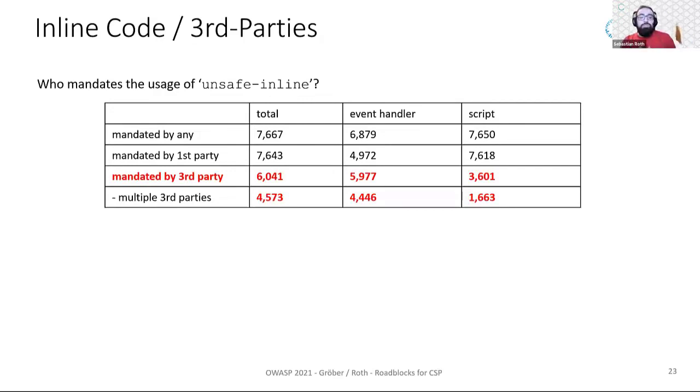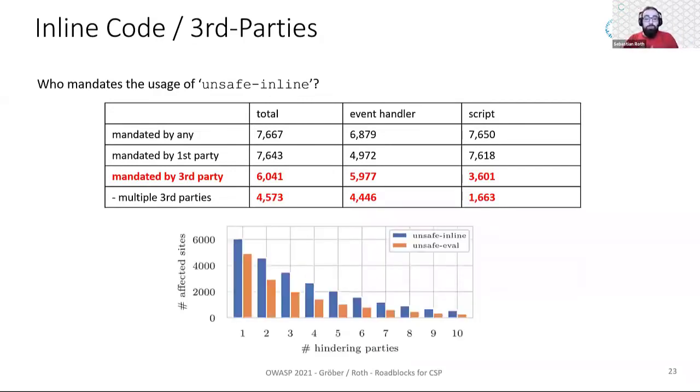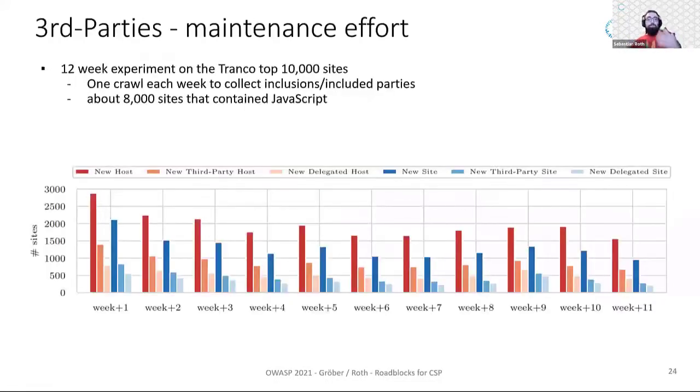Also, Steffens' data has shown that this problem is not only caused by one third party of a website, but in many cases, it's caused by multiple third parties. In some cases, even 10 or more parties are hindering the usage of a sane content security policy. And to make the problem of third-party code even worse, those parties are not a fixed set, but the exact domains of the third parties that a site includes is heavily fluctuating.